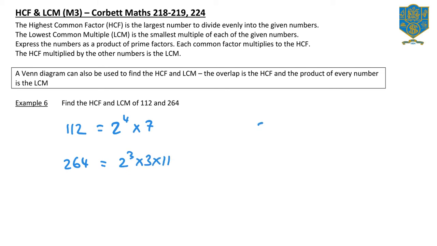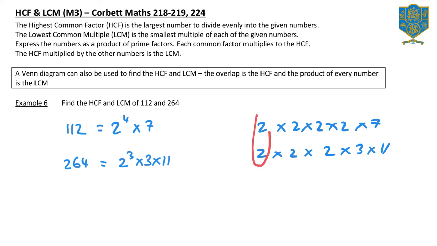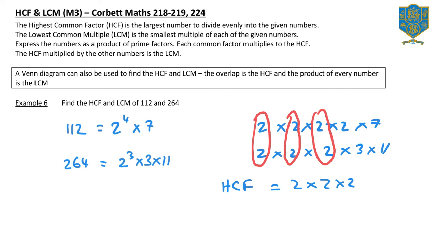So one way we can do this, if we list the factors, 2 times 2 times 2 times 7, and 2 times 2 times 2 times 3 times 11, and if we look at the common factors, we can see that there's 2 common, and another 2, and another 2, but there's nothing else in common between the two numbers. So that means that the HCF is 2 times 2 times 2, so we count each circle as once, and we get the HCF as 8.